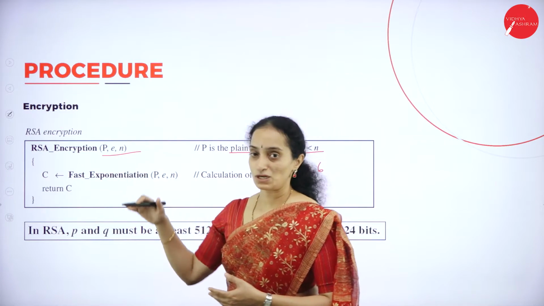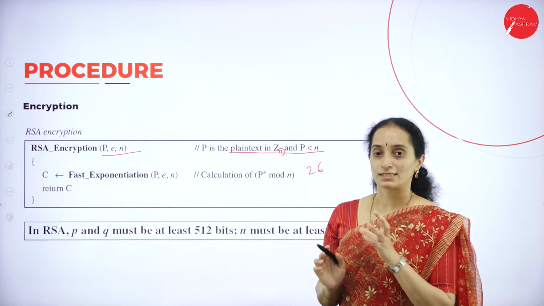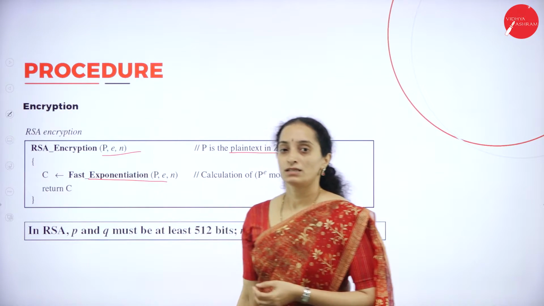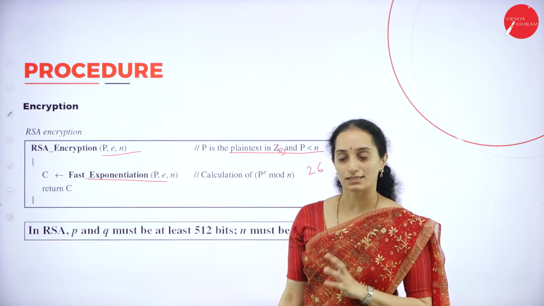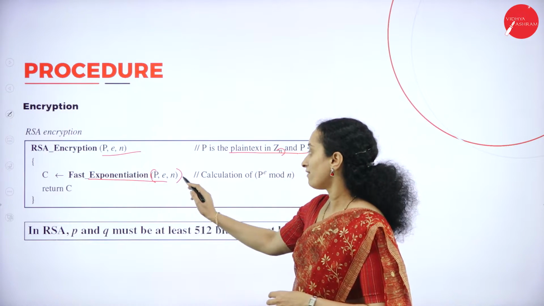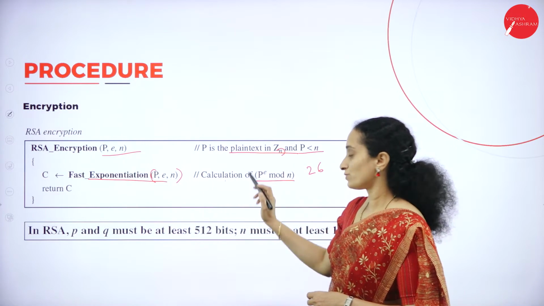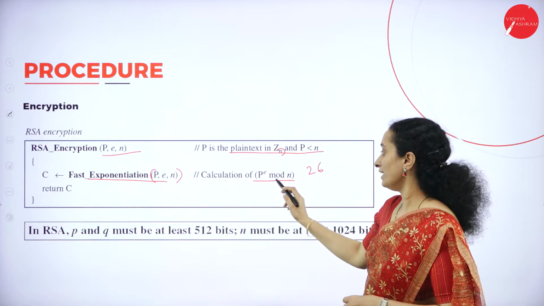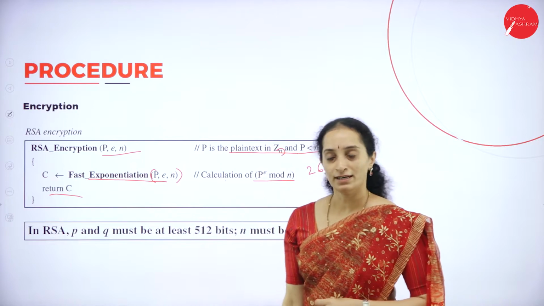If it is more than 26, the P will be divided into blocks. The encryption algorithm is executed on the number of blocks present in the plain text. So we use C, the ciphertext, equals fast exponentiation, which has polynomial time complexity, with the plain text, the E value and the total number of characters. So the calculation will be P to the power of E mod N. Then return the ciphertext.